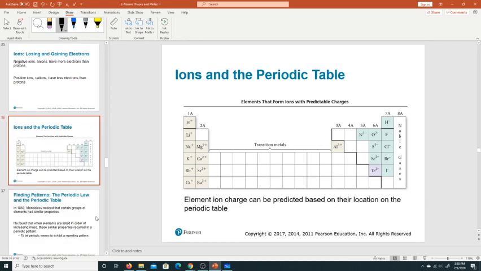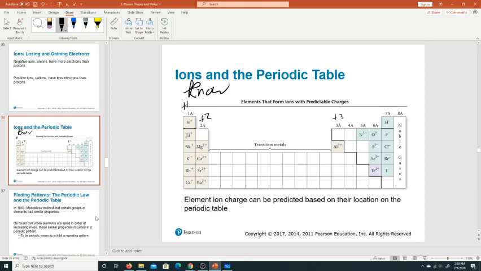So this shows here basically the common charges you need to know. You need to know these. So all of group 1 here, all of column 1, or 1A, they're naturally going to want to form a positive 1 charge. Group 2 here, they're all going to want to form a positive 2 charge. There aren't any exceptions to this. So group 1 is plus 1, group 2 is plus 2. Group 3 down here, they're going to tend to form a positive 3 charge.